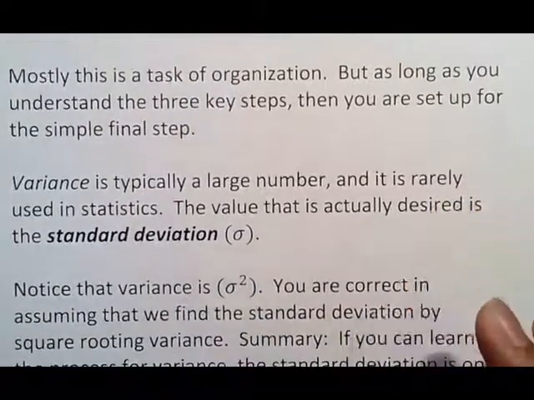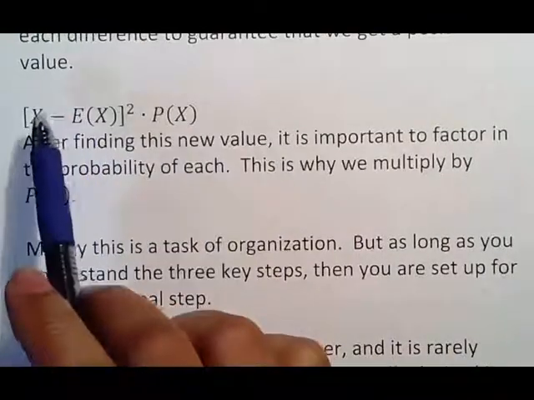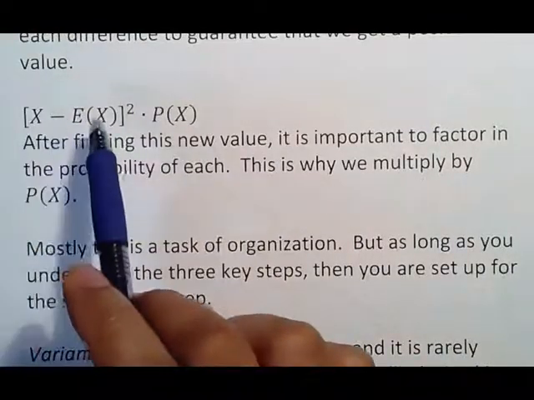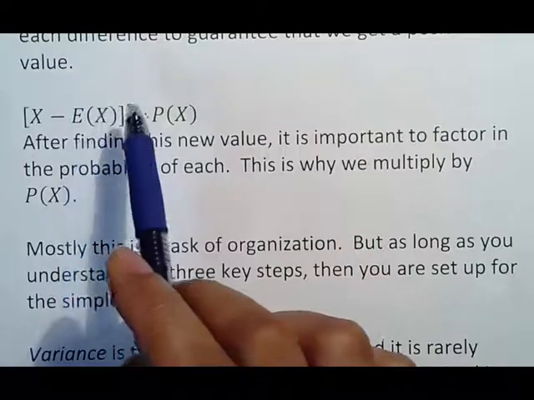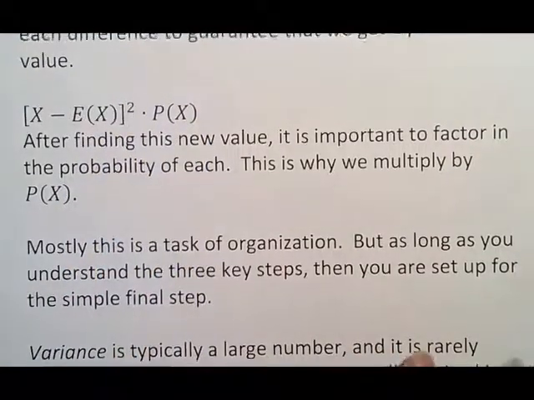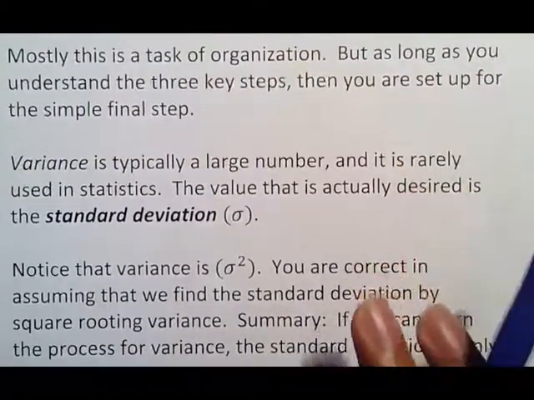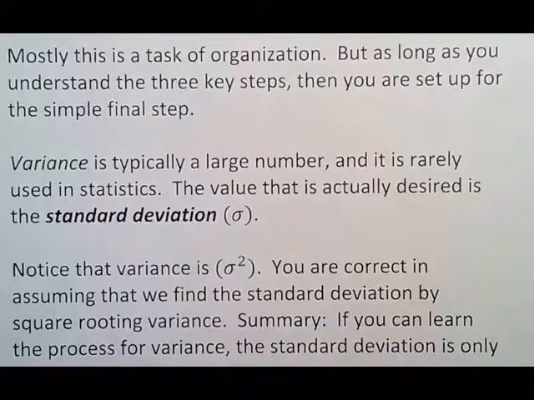As long as you understand the three key steps, again, we have to find the difference between what we have and what we expect. We have to square that number to make it positive, and then we have to multiply that number by the probability just like we did before. Then you're set up for the final step, which is pretty simple. Variance is typically a large number and it's rarely used in statistics. The value that we actually want is standard deviation, which is this symbol.